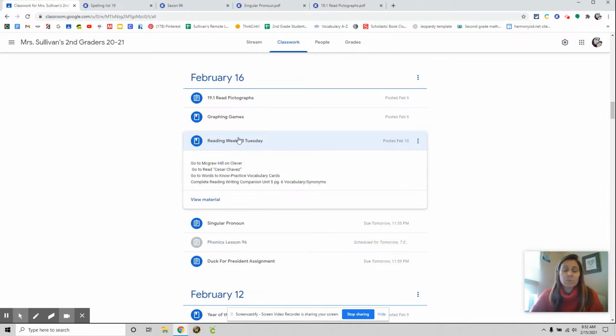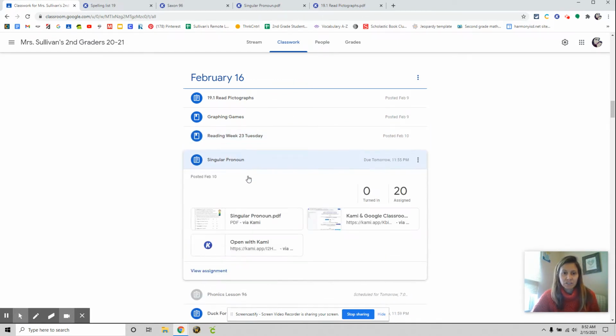The reading assignment I'm going to go over with you really briefly right now is you're going to go onto McGraw-Hill. If you have access to it, you should, through Clever, and read the story Cesar Chavez. Okay, and then you're going to go to the practice vocabulary cards. And I have these vocabulary cards here with me, and I'm going to go over them with you briefly.